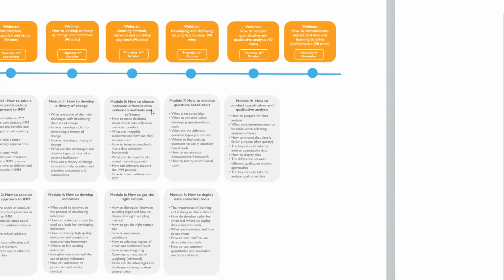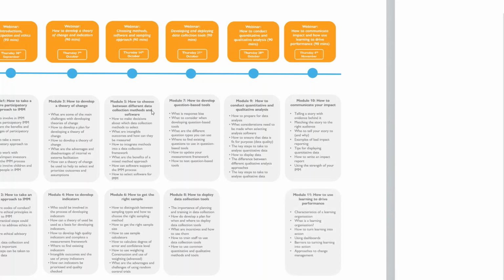And finally, in our final webinar in the series, we look at how to communicate your impact and use learning to drive performance, and what the blocks and barriers might be to that. Here we've got a module on communicating your impact. It's telling a story, focused around writing reports. And finally, how to use your learning to drive performance. So what are the characteristics of a learning organisation, how to turn learning into action, using dashboards for learning as well, and a bit more about change management too.